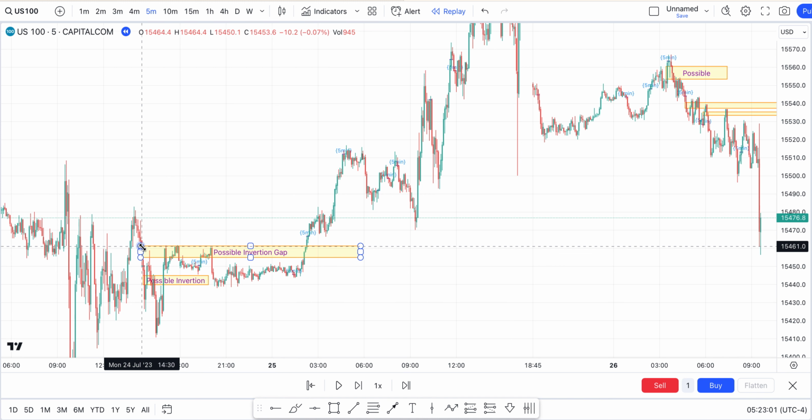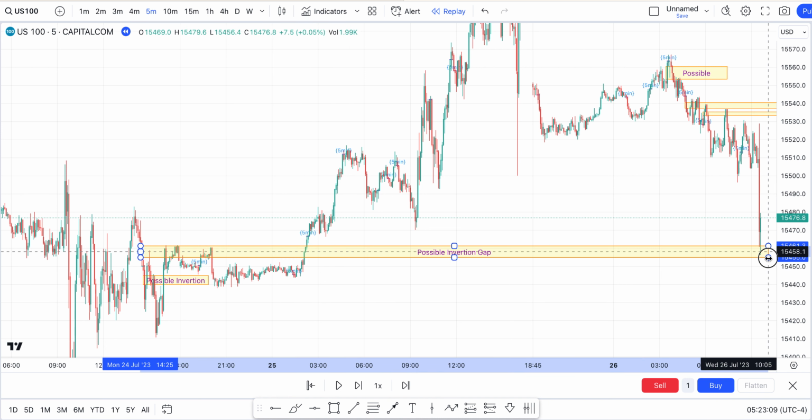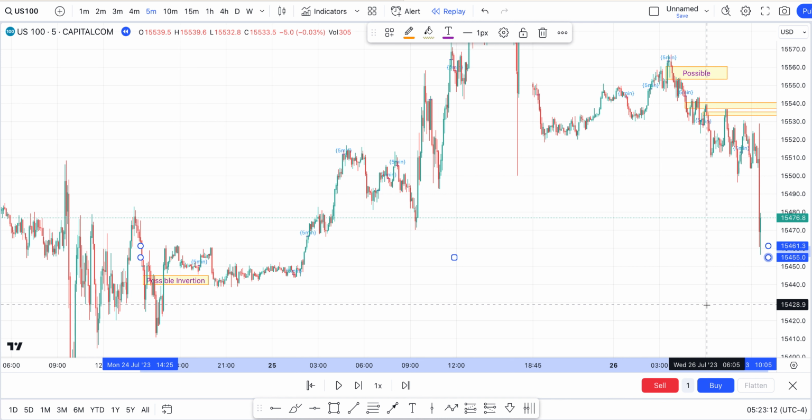So this one is still active, wasn't invalidated yet. So we got activated there, and I'll bring it all the way across to where we are now. So we could be looking for buys in this time. Just wait for the laptop.